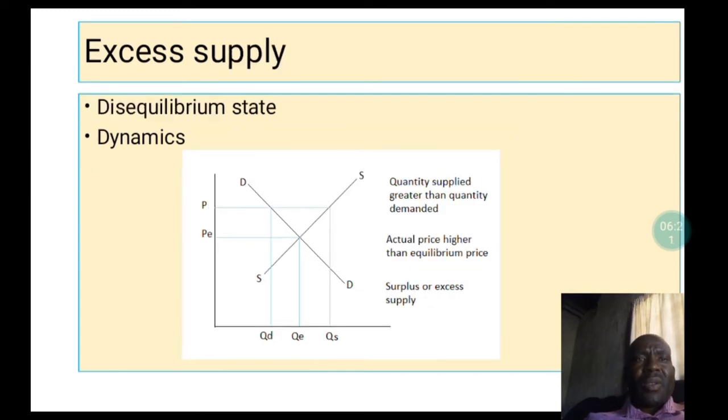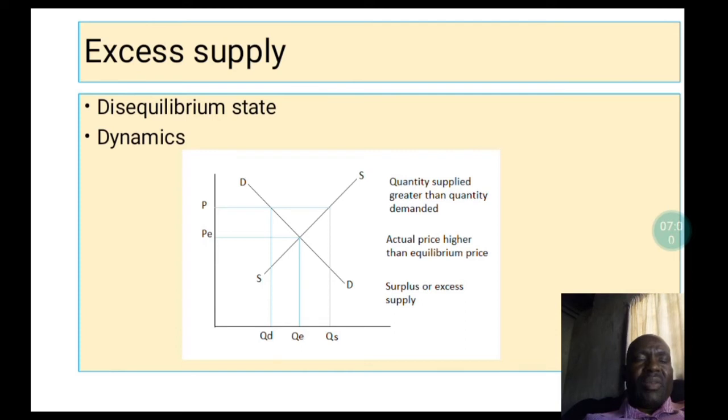We also have excess supply. Under excess supply, we need to know that we have a state of disequilibrium because, like you can see, the quantity demanded, that is QD, is way too low compared to the quantity supplied, which is QS. Now, when this happens, we have a situation where there is a surplus, that is in terms of the goods that have been supplied on the market.